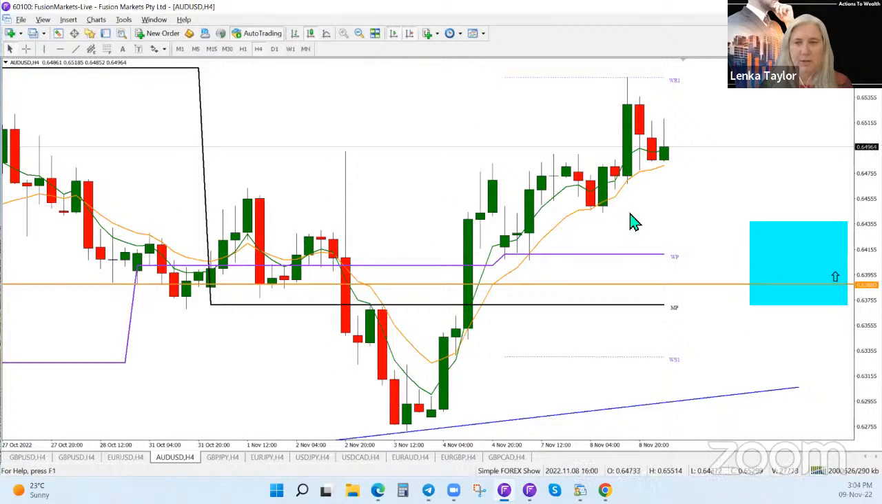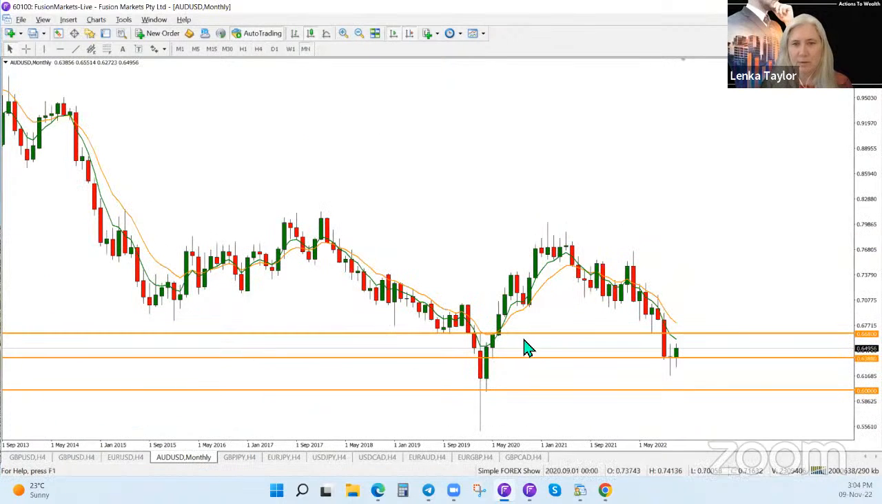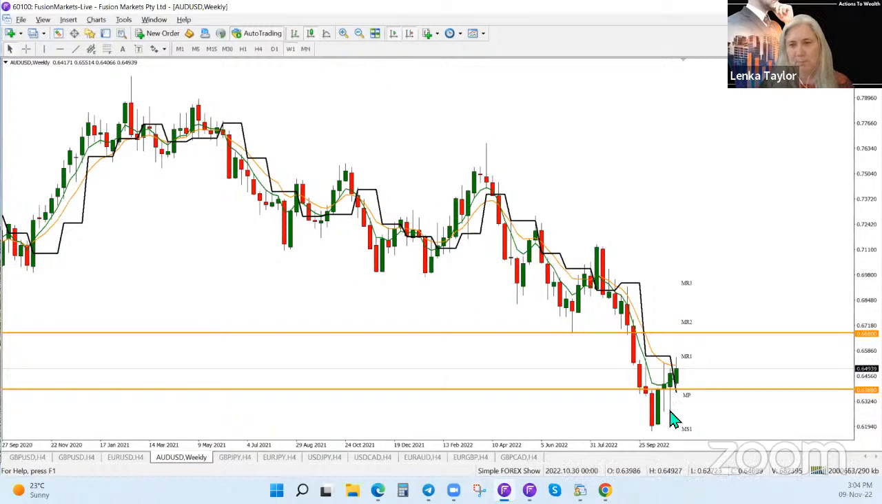On AUD USD, here I'm also looking for pullback and then looking for long opportunities. So on the monthly, we are currently at this midpoint and looking like it's still in a downtrend, but I'm looking to go long to the top of that range. On the weekly, we've had a couple of closes above, back inside that previous range.